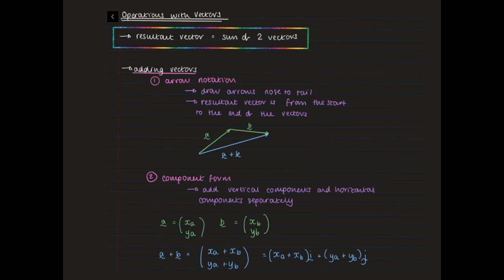So if our vectors are drawn in the arrow notation, then we need to draw the arrows nose to tail, and the resultant vector will be from the start to the end of the vectors. If the vectors are written in component form, then we just add the vertical components and the horizontal components separately.